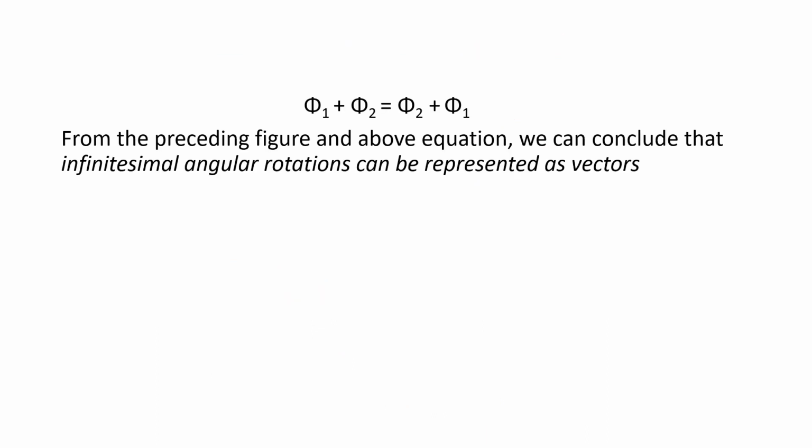So from the last discussion and the figures, we can conclude phi 1 plus phi 2 is equal to phi 2 plus phi 1, which is the commutative property and the main characteristic of vectors. So we can conclude from the preceding figure and the above equation that infinitesimal angular rotations can be represented as vectors, or with very small rotations we can easily represent them in the form of vectors.